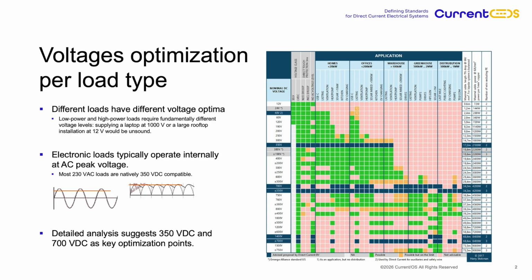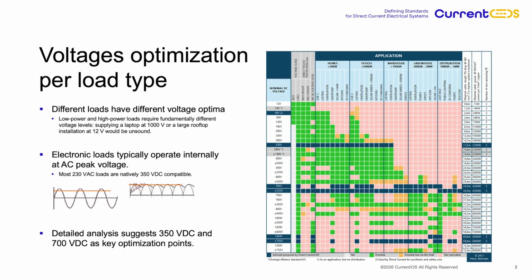Different loads demand different voltages. There's an optimum for each application. You wouldn't power your laptop with 1000 volts, nor would you run a rooftop heat pump on 12 volts. It's about finding the right voltage for each use case, and patterns are starting to emerge. One key finding stands out. Most current loads, designed for 230 volts AC, are actually internally built to handle a maximum constant voltage of 400 volts. As a result, they perform very well around 350 volts DC.